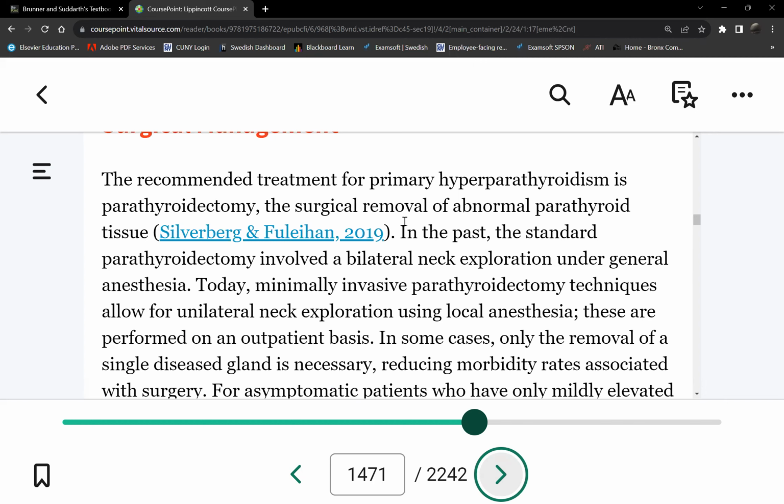Will it also affect the thyroid gland? Yes. Will the pre and post-op be different? No. It'll be the same. Hyperparathyroidism. If we opt for parathyroidectomy, then the pre and post-op care is exactly the same as thyroidectomy. Simply read back to the other chapter. The pre-op, post-op, it's exactly the same.